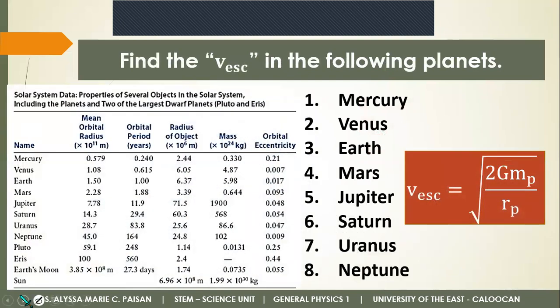So for you to be able to practice solving the escape velocity, I suggest that you solve here on your own. Although in our synchronous class, I believe we will be able to solve some of it. Using this equation, you just have to solve for the escape velocity for each of these planets: Mercury, Venus, Earth, Mars, Jupiter, Saturn, Uranus, and Neptune, using the radius of the planet, as well as the mass of the planet. Okay?